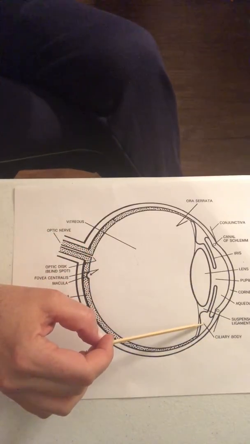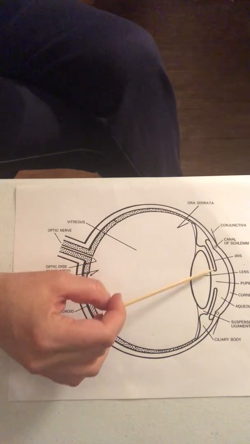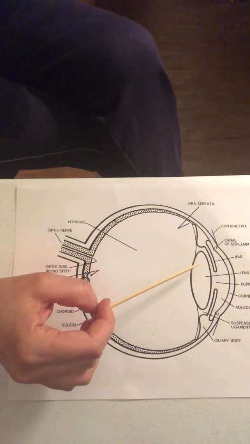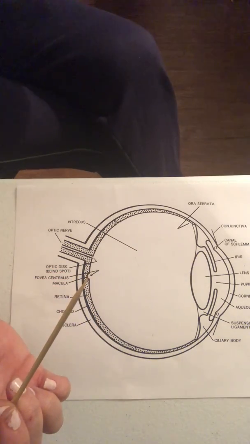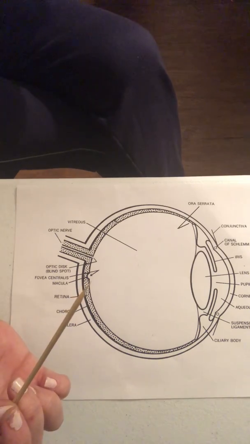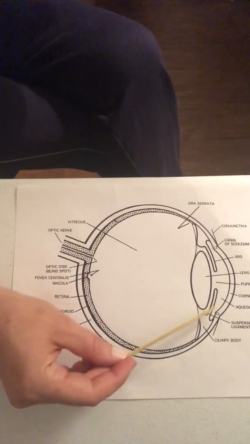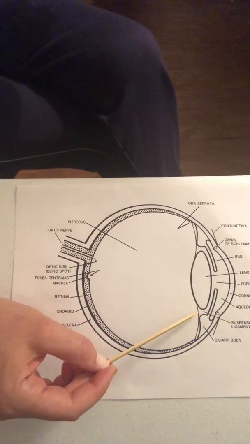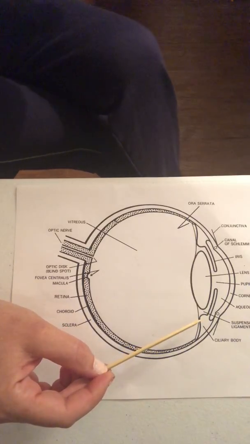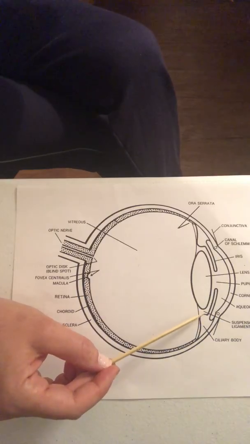Next we'll move to the ciliary body. The ciliary body are muscles that are attached, up here and down here, to the iris. This is what controls the focusing of the eye. So it works on the accommodation of the eye that allows the lens to get thicker or thinner. And then between the lens and the ciliary body, right here we have the suspensory ligaments. These are long, thin fibers that connect the lens to the ciliary body or ciliary muscles.